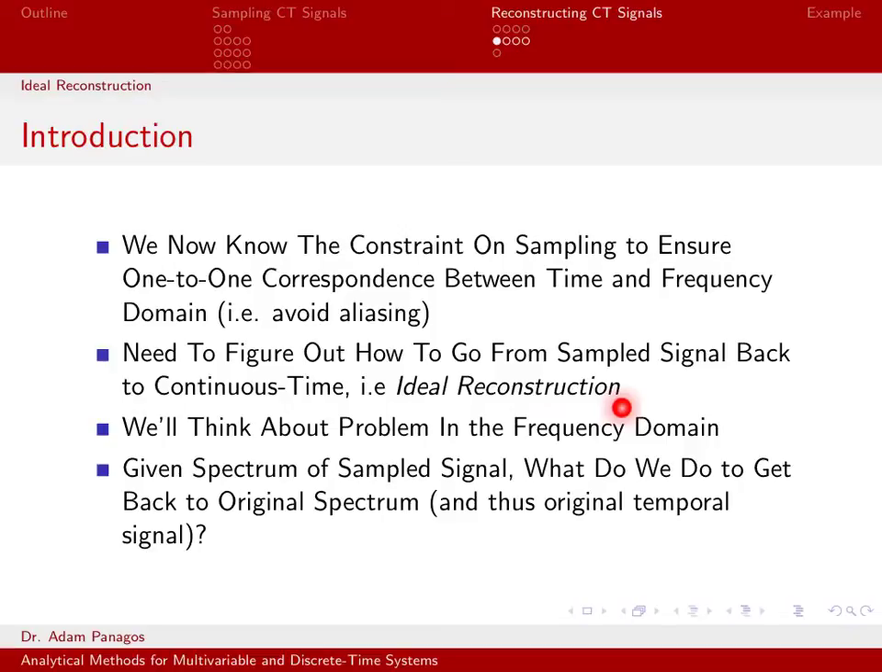The way that we're going to think about this problem is in the frequency domain, and it's summarized here in this last bullet. Given the spectrum of the sampled signal, what do we do to get back to the original spectrum, which is equivalent to getting back to the original temporal signal that we had? If I can get back to my original x of omega, that is equivalent to having my original x of t, because x of t and x of omega have this one-to-one correspondence. So really what I'm saying here is, given the spectrum of the sampled signal, x sub delta of omega, how do I get back to x of omega?